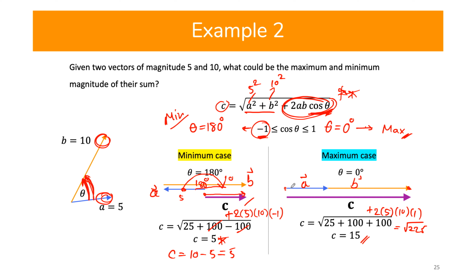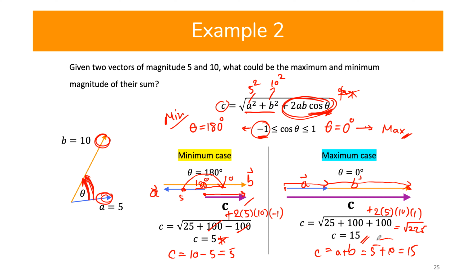You can think of it this way as well. You start with A, you walk 5 units, and then you continue because B is pointing in the same direction as A. You continue for another 10 units. So C can be just A plus B, which is 5 plus 10, which is 15.